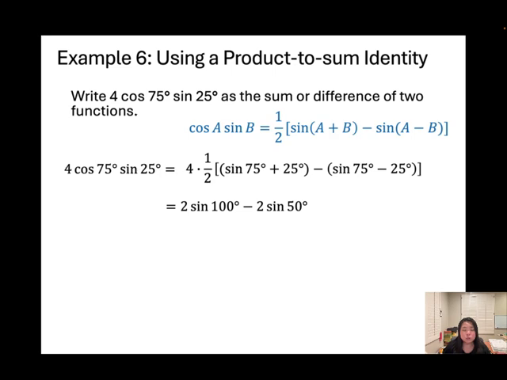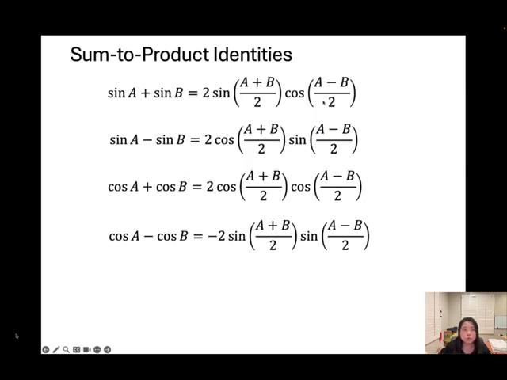We do have the product to sum identities, and we also have the sum to product identities. So we do have 4 formulas again.